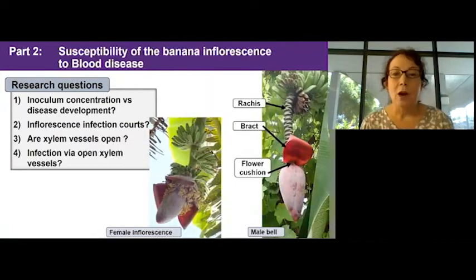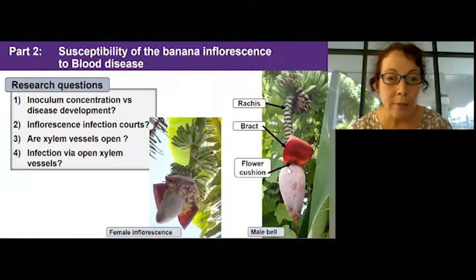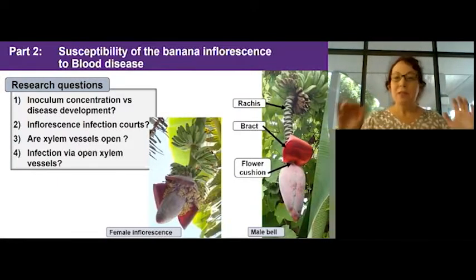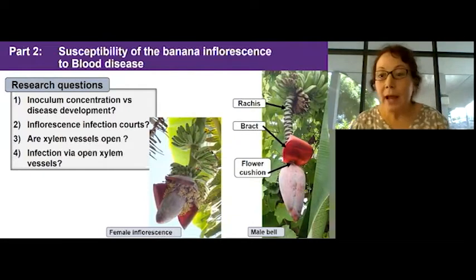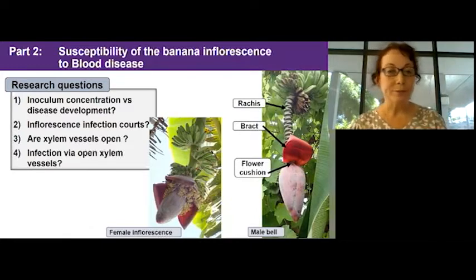So for this chapter, we really wanted to understand inflorescence infection biology. That is, where and how infection by blood disease occurs. Now, Ivan Buddenhagen theorised that infection predominantly occurs through open xylem at the male bell flower cushion. So we're talking about this part here. But this theory, it's quite a good theory, but it was not supported by any data. And that leads us on to the specific research questions for this chapter.